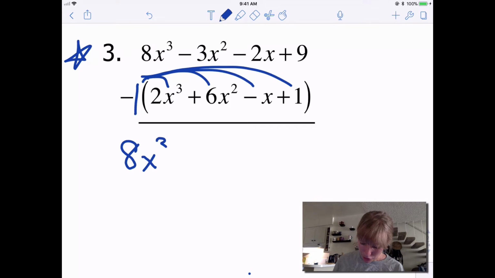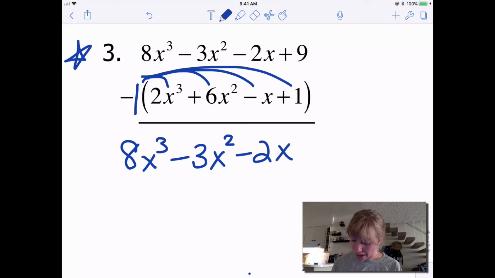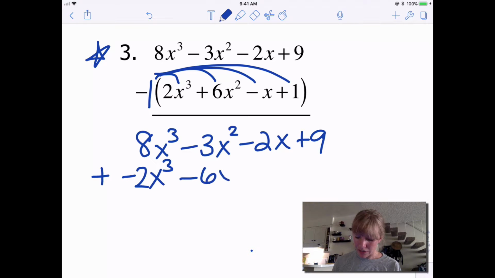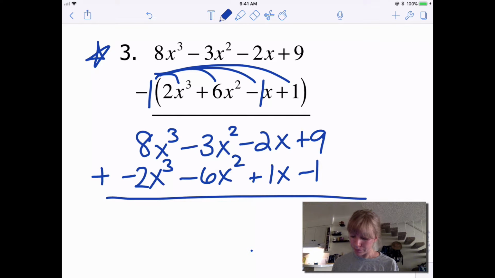I'm going to say 8x cubed minus 3x squared minus 2x plus 9. Now that I've distributed my negative, or once I do, this can then become an adding problem. So negative 1 times 2 is negative 2x cubed. Negative 1 times 6 is negative 6x squared. Negative 1 times negative 1x is a positive 1x. And then negative 1 times positive 1 is just negative 1.